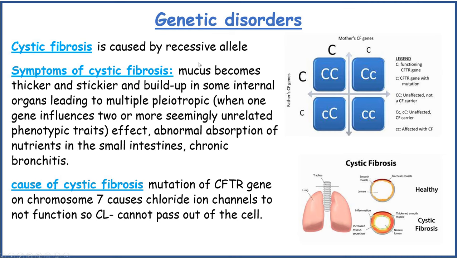Symptoms of cystic fibrosis: the mucus becomes thicker and stickier and builds up in some internal organs, leading to multiple symptoms. It is pleiotropic, which means that one gene influences lots of unrelated phenotypic traits. So it's got a pleiotropic effect. Abnormal absorption of nutrients in the small intestine, chronic bronchitis, etc. Cause of cystic fibrosis is a mutation of the CFTR gene on chromosome 7, which causes the chloride ion channels to not function, so chloride cannot pass out of the cells properly.